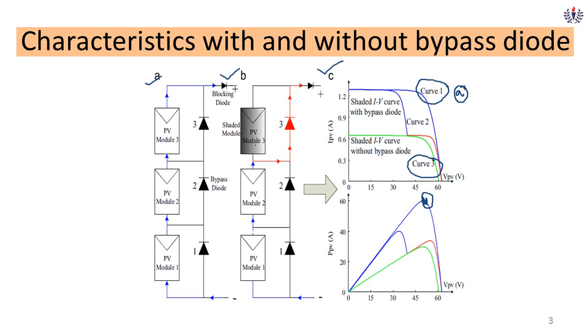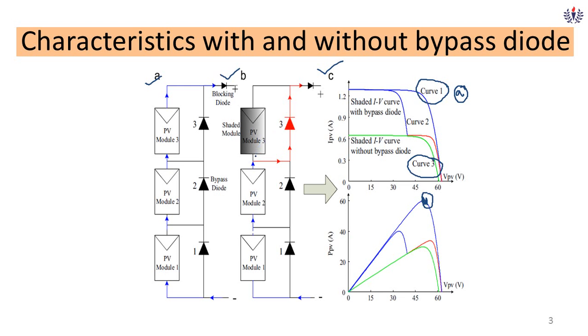So there should be only one current. Let me say PV module 2 and PV module 1 can produce a current of 10 ampere. Because of shading, module 3 can produce 5 ampere. So what happens now is that PV module 2 and PV module 1 are supposed to take only 5 ampere current, though they are not shaded.